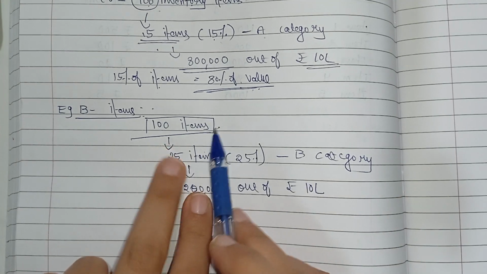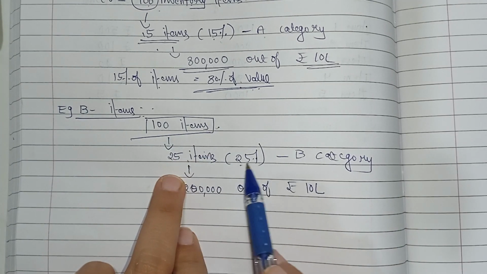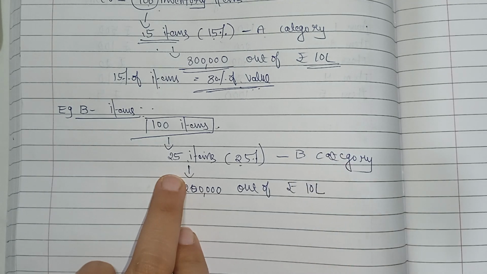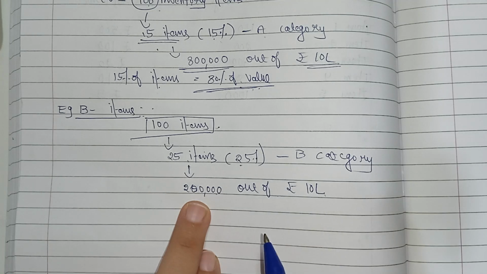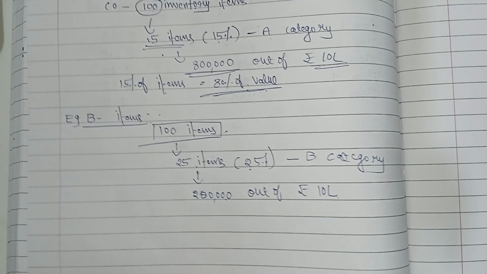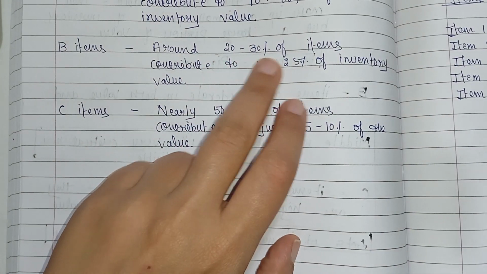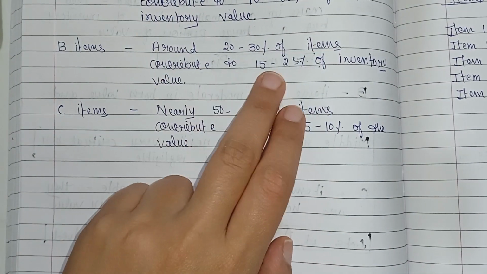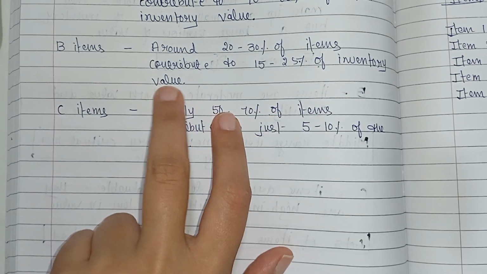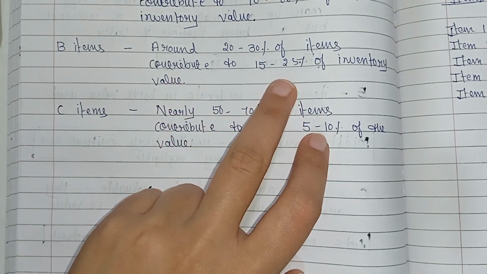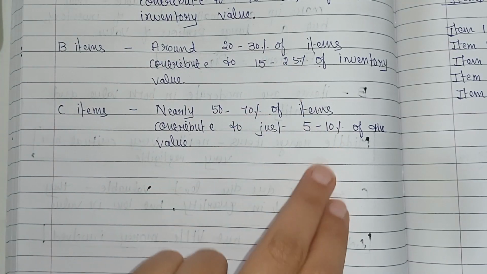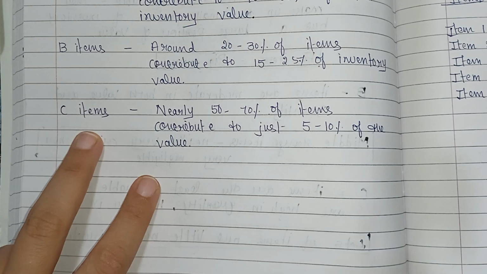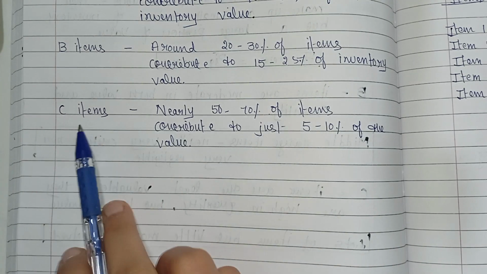Here we have 100 items. Out of 100 items, 25% are classified as B category, and the value of 25 items is 2 lakh out of rupees 10 lakh, meaning around 20 to 30% of items contribute 15 to 25% of inventory value. See, this inventory value is lower than A but more than C, right? I hope this is clear to you all. Now next, see C items.